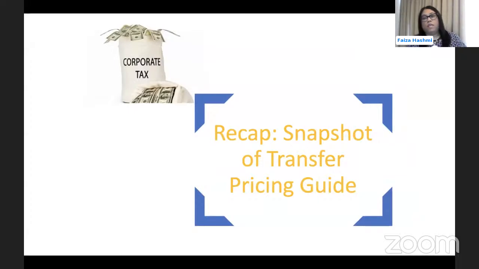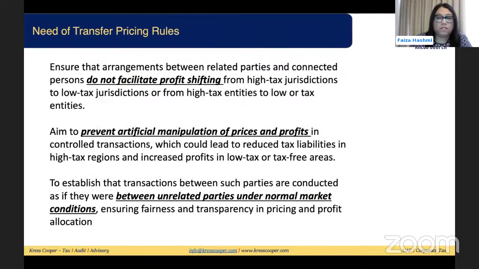So today I will be taking you through a snapshot of the transfer pricing guide. This webinar we had done 2 weeks ago when the transfer pricing guide had come out. The FTA had introduced this transfer pricing guide because transfer pricing is a very complex topic. So a detailed guide has come out. This guide explains the transfer pricing principles, gives you a view of the arm's length principle and the documentation requirements. It also explains the different methods and when to use each method, and it's very detailed. It has a lot of illustrations and examples as well.